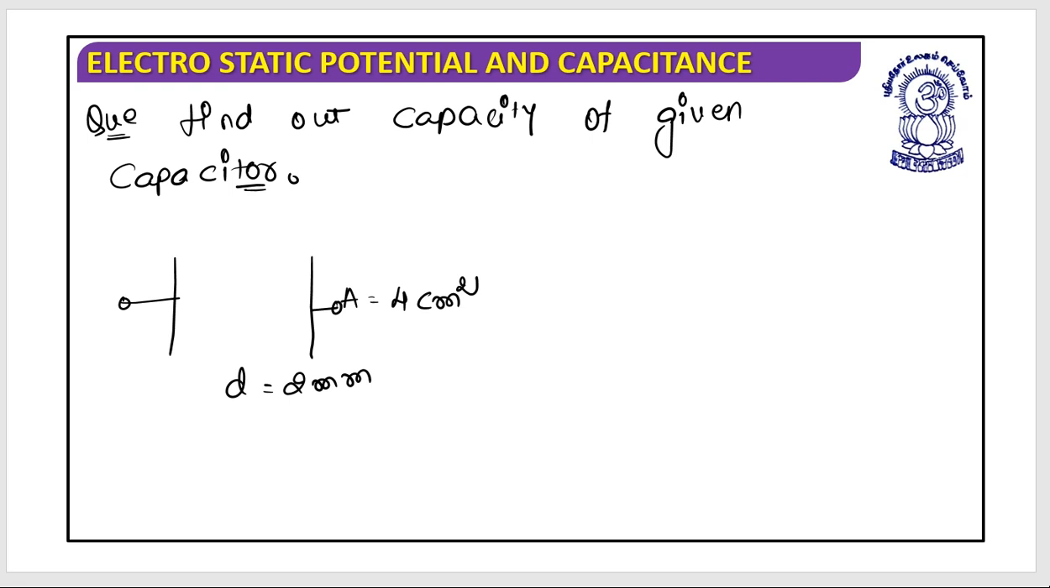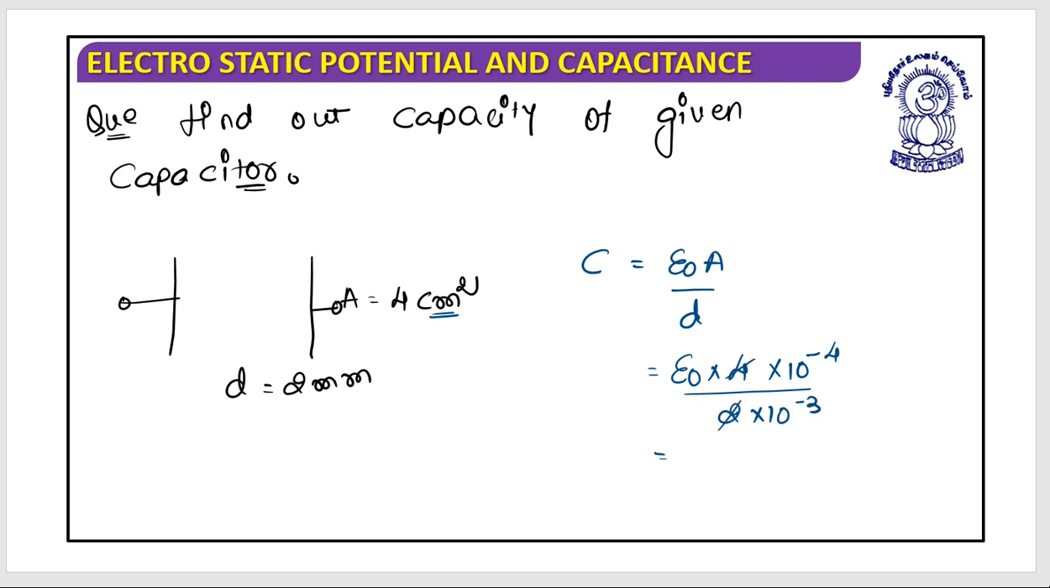What do you need to find out? You need to find out the capacity of this. So how could you have it? We know that for a parallel plate capacitor, C is equal to epsilon naught into A by D. Epsilon naught, let it keep as it is. It's 4 centimeter square. So if centimeter square is to be converted to meter square, it's 4 into 10 to the power minus 4, divided by 2 mm, it's mm, 10 to the power minus 3.